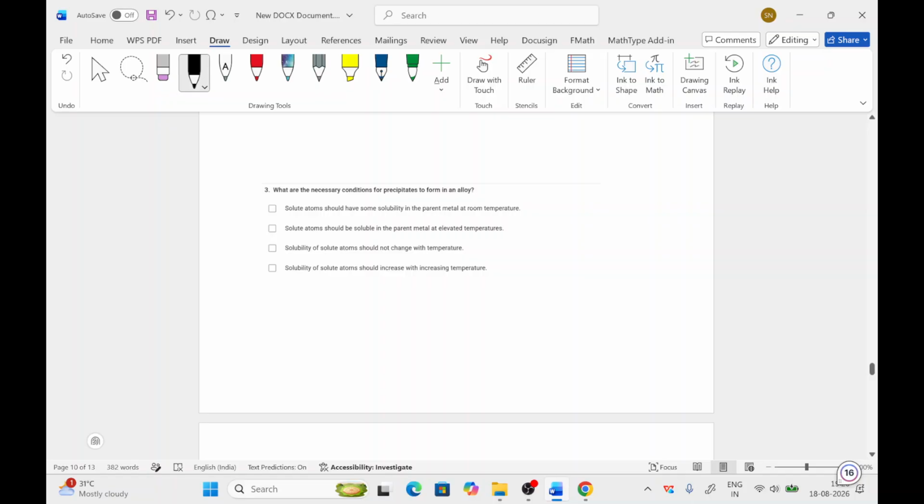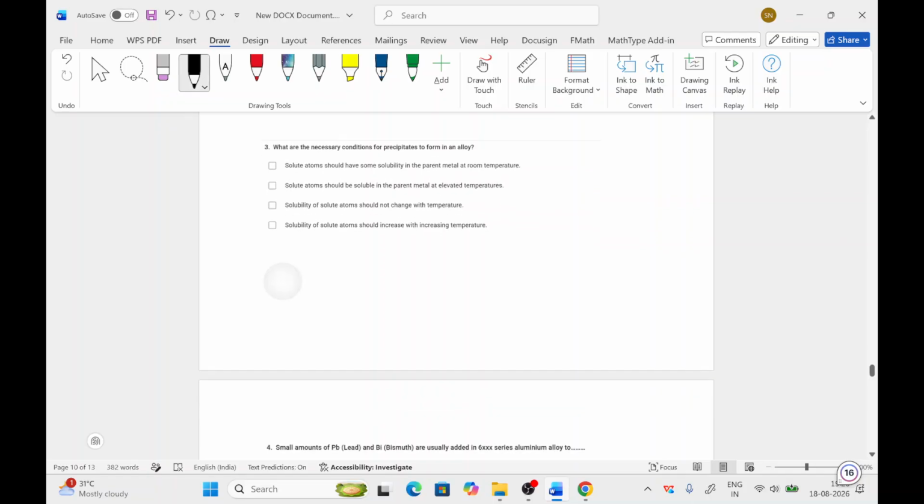What are the necessary conditions for precipitates to form in an alloy? Solute atoms should have some solubility in the parent metal at room temperature. This is correct. Solute atoms should be soluble in the parent metal at elevated temperature. This is also correct. Solubility of solute atom should not change with temperature. Solubility of solute atom should increase with increasing temperature. So A, B, and D are correct.